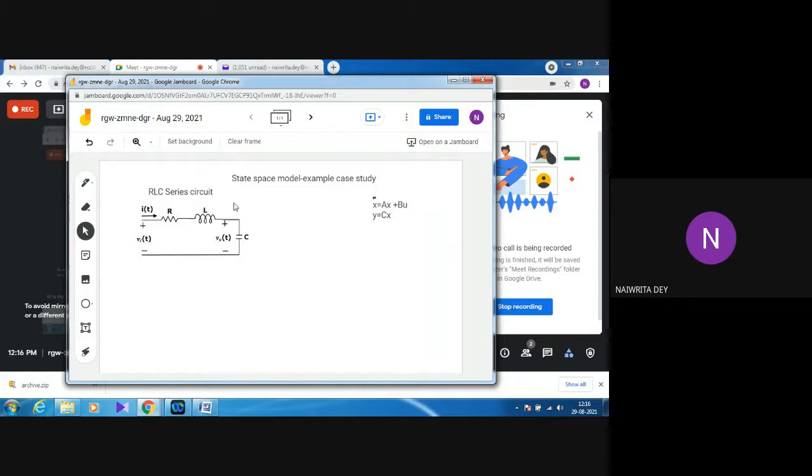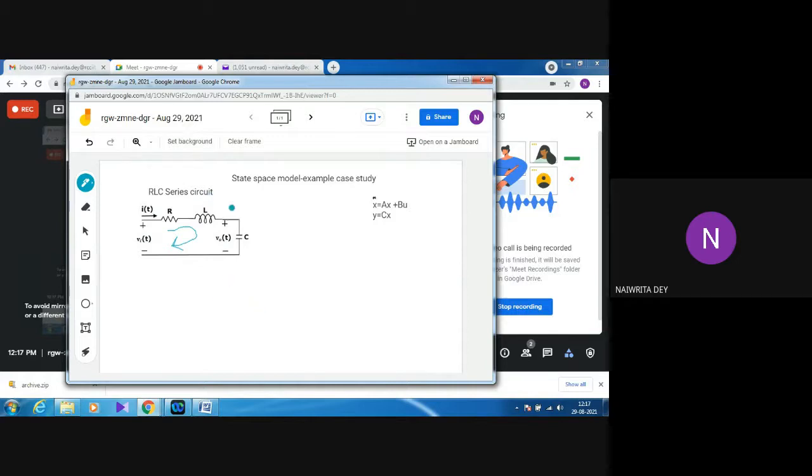Because this is a series circuit, i(t), which is a function of time, the current, is flowing across this loop. If I draw the current, we can see this is the i(t) amount of current which is flowing through this circuit, right? Now we need to begin with the state space model. The first thing we have to figure out is the order of the system. In this case, we have chosen a second order circuit.